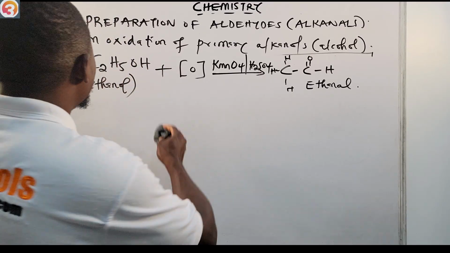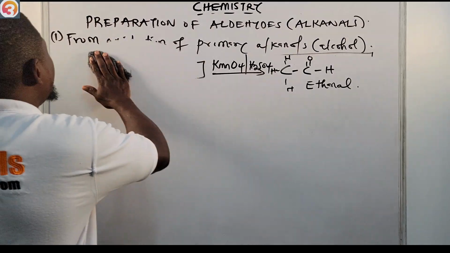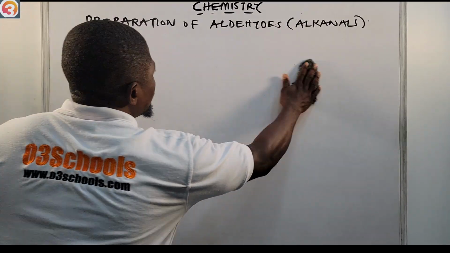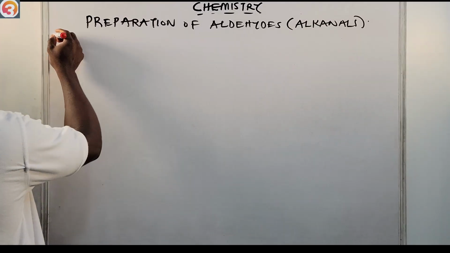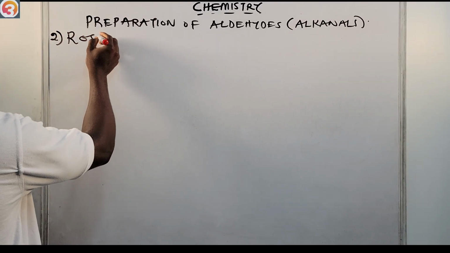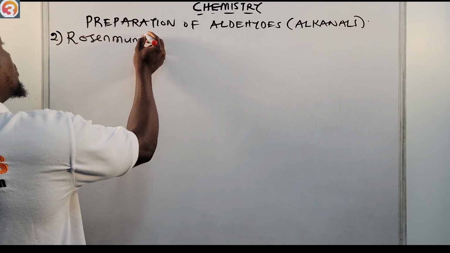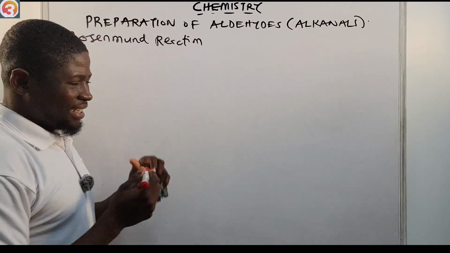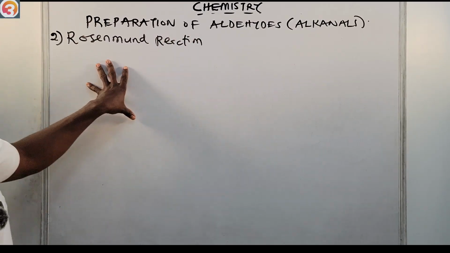So the second method is the one we call Rosenmund reduction. Number two, Rosenmund reaction. Okay, so this is the second method that we use for preparing aldehydes or alkanals.